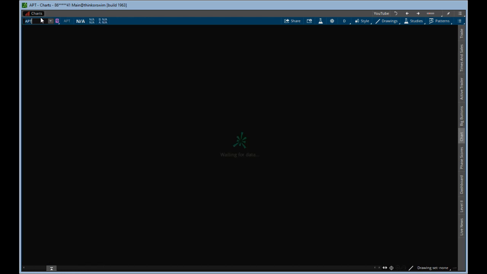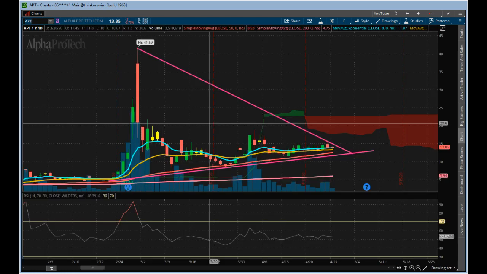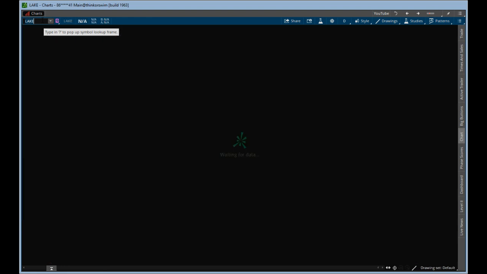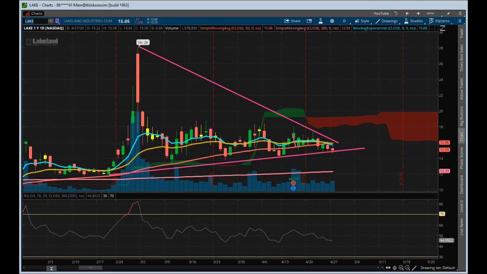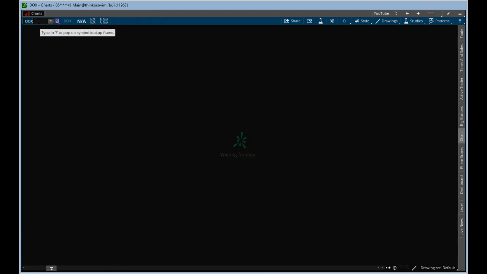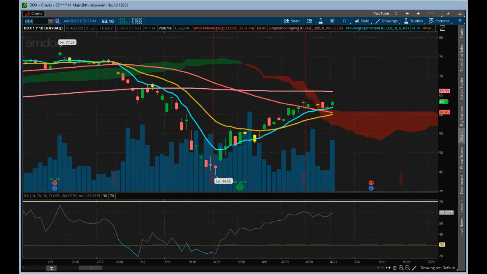APT. Still in the triangle, so that's not ready yet. Let's see if we can get a breakout move on that one. Lake. Let's see if this data pulls up for us. Okay, so Lake still in the triangle here too. So let's wait, see if we can break down or break out one way or the other on Lake. Codex. Not DOX. That was weird how that kind of came through.